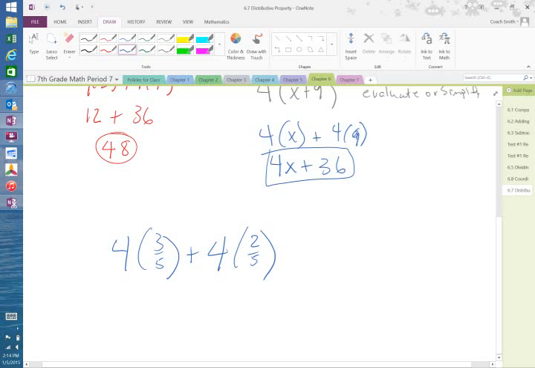this problem, 4 times 3/5 plus 4 times 2/5. If you were doing this problem, what step would you do first? Anybody? What multiplication?